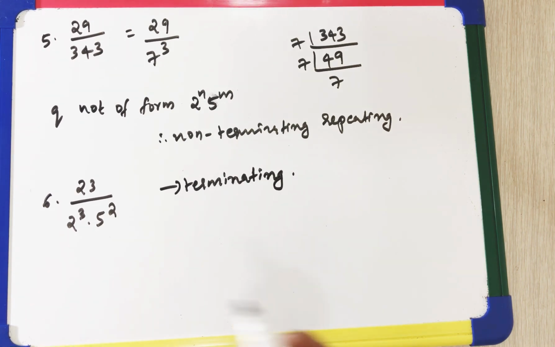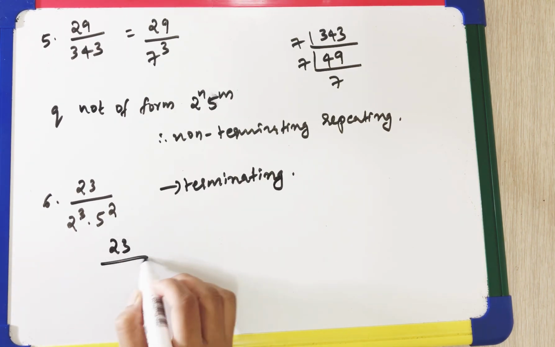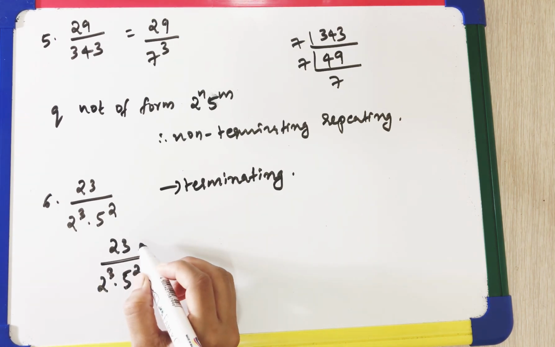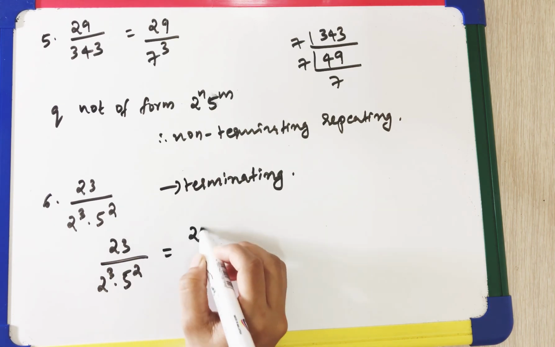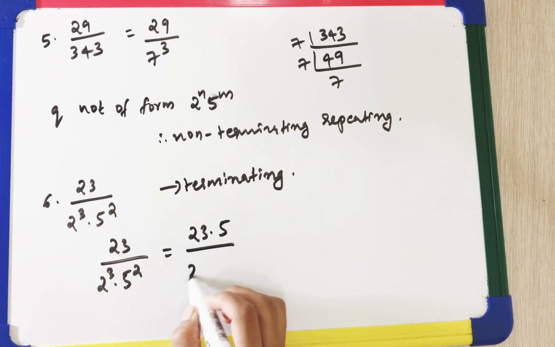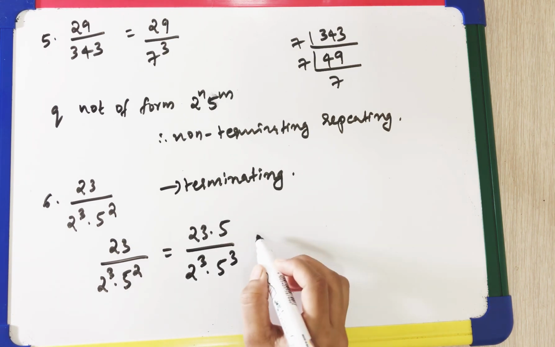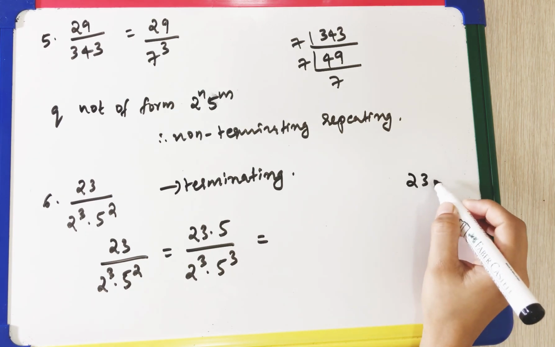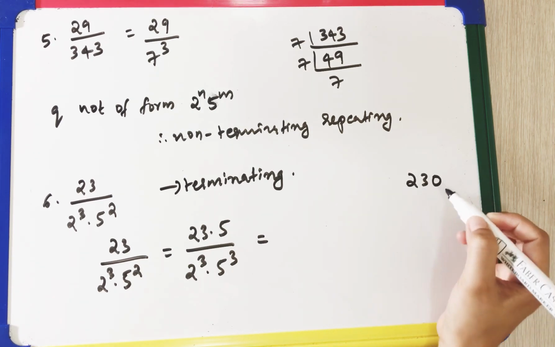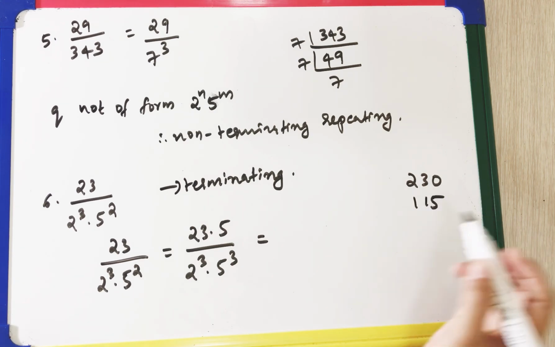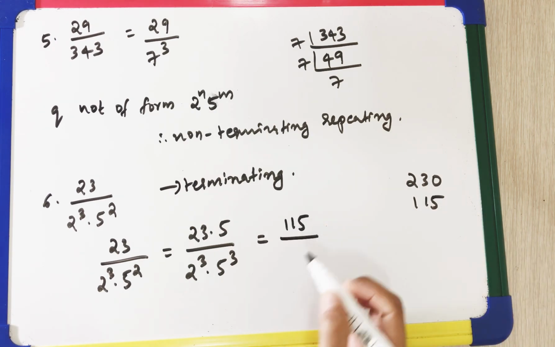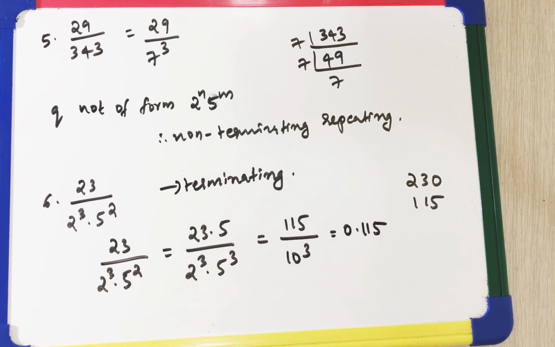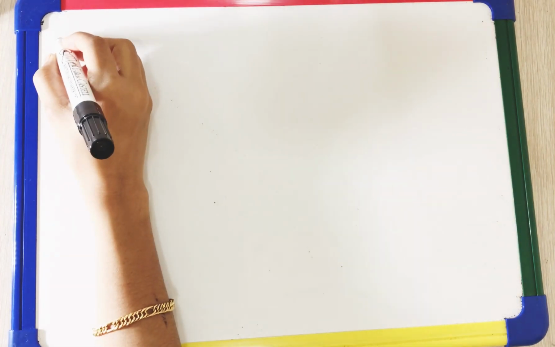Now, to find the value, we can say 23 by 2 raised to 3 into 5 square. We can multiply by 5, both the numerator and the denominator. We will get 23 into 5 by 2 cube into 5 cube, which is equal to 23 into 5 is 23 into 10 is 230. Therefore, its half is 115. 115 by 10 cube, which is equal to 0.115. Next question.